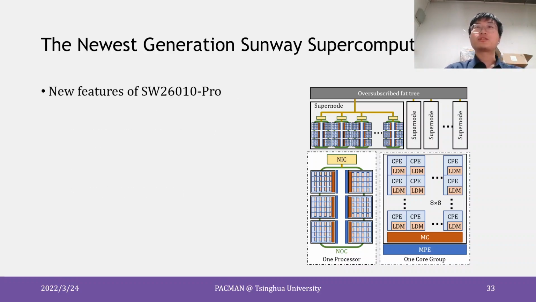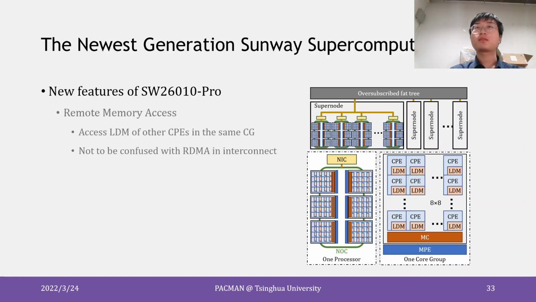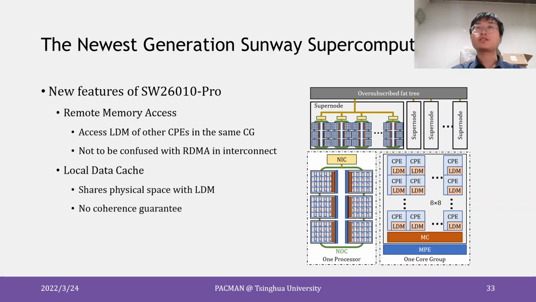Also, several new features are introduced in this new chip. The two relevant ones are remote memory access and local data cache. The RMA, as a new on-chip communication mechanism, replaces register communication and allows CPEs to access the LDM of other cores in the same CG. The LD cache is a configurable cache sharing physical space with LDM and has no coherence guarantee. It's similar to the L1 cache in CUDA architectures.